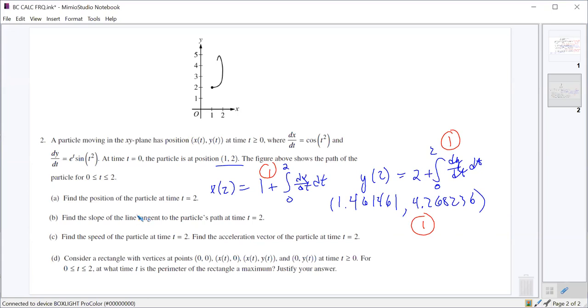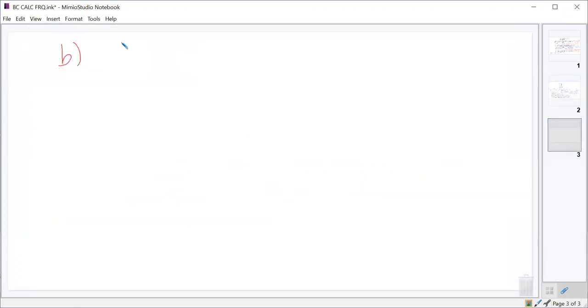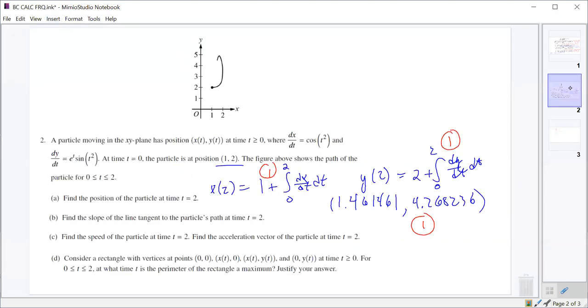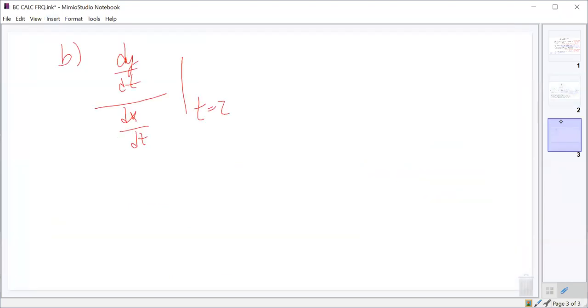All right, part B, find the slope of the line tangent to the particle's path at t equals 2. So that just means we need the slope, which means we need dy/dx, which means we need dy/dt over dx/dt, evaluated at 2, right? Yep, at 2. And so you just plug in 2 to dy/dt, plug in 2 to dx/dt, divide them, and you will get 8.555206. And that was worth a point.